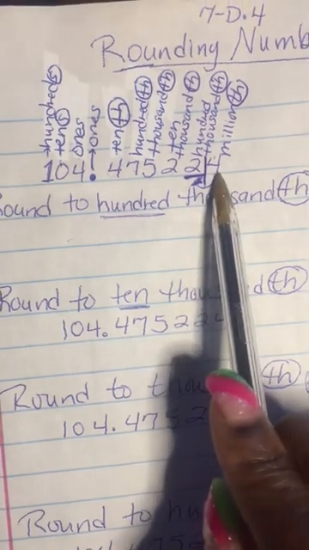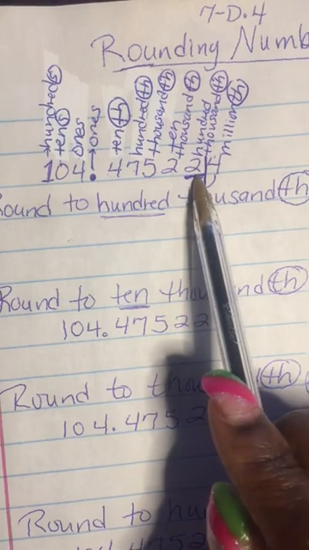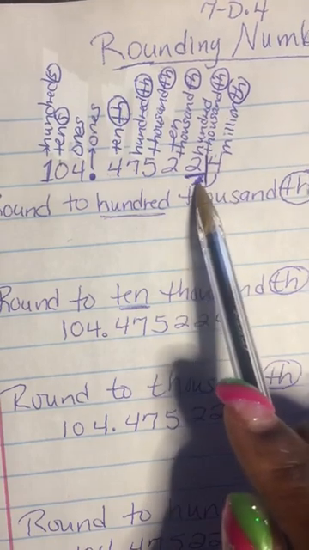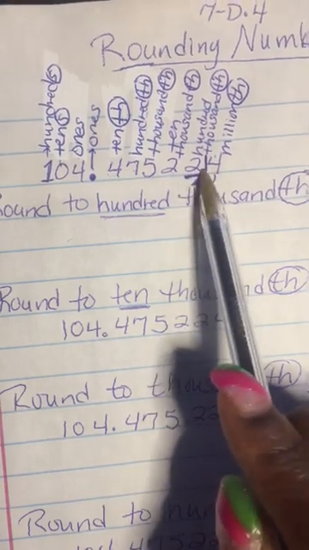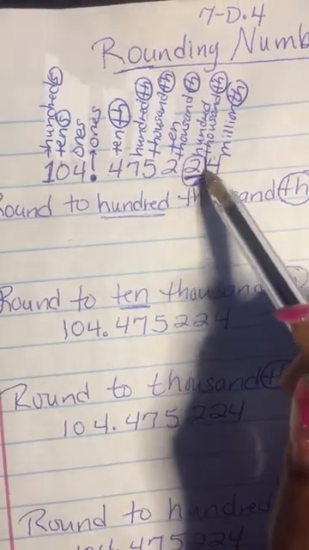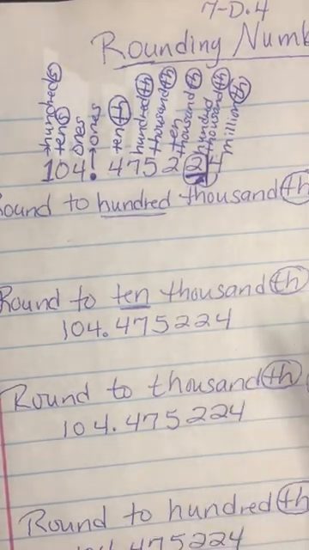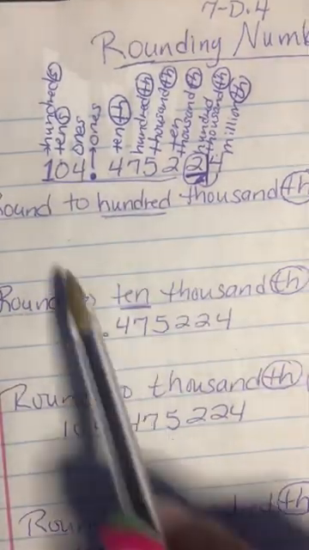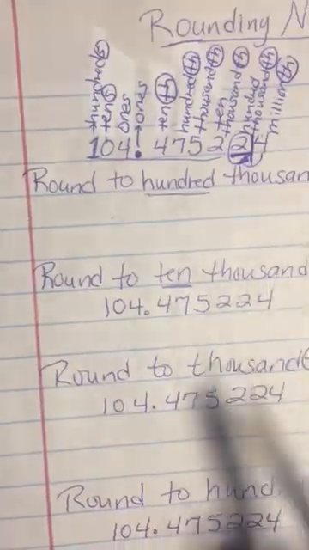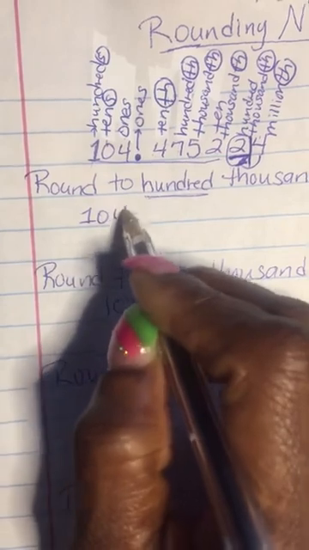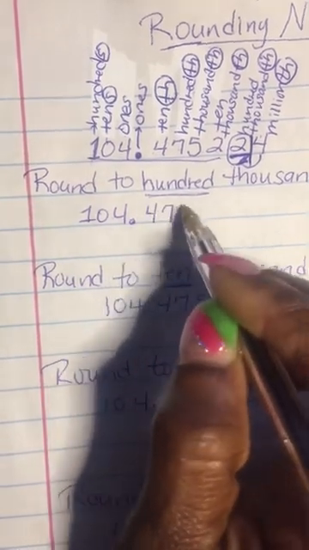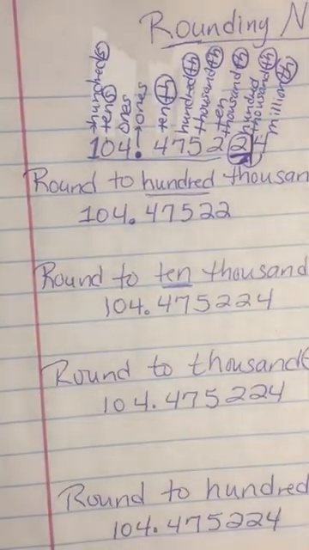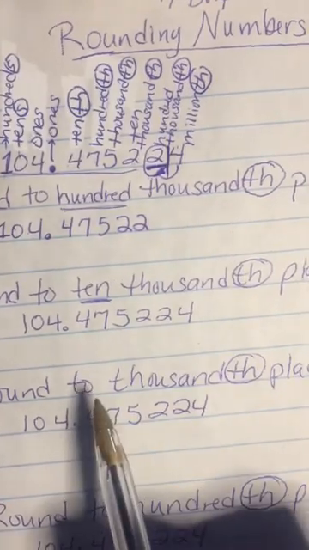If this number is 5 or more, you're going to raise the score. 4 or less, let it rest. I see that this number is a 4, which means that it's not strong enough to push this 2 up to a 3. This is the only number that's going to change if it's a 5 or more. All the other numbers will remain the same. So when we round to the 100,000th place, this number is 104.4752, and you end here at the wall 2. This is rounding to the 100,000th place.